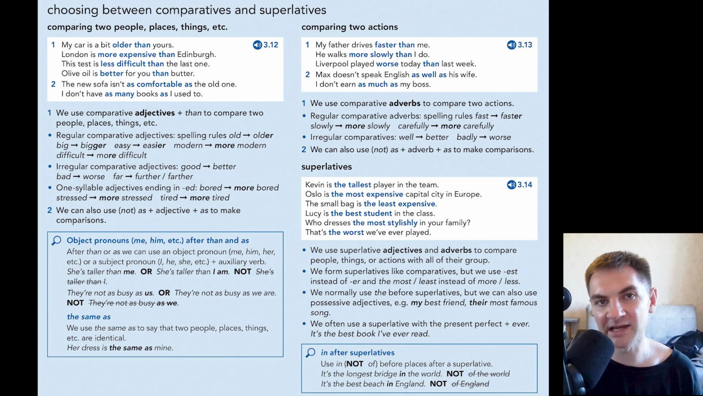How to form superlatives. It's like comparatives, but use est instead of er, and the most or the least instead of more and less. Don't forget the. We almost always use the before a superlative. A common mistake to avoid: use in for places. Actually, it's not a common mistake, but anyway. After a superlative, use in before the name of a place. Right: it's the longest bridge in the world. And wrong: it's the longest bridge of the world.